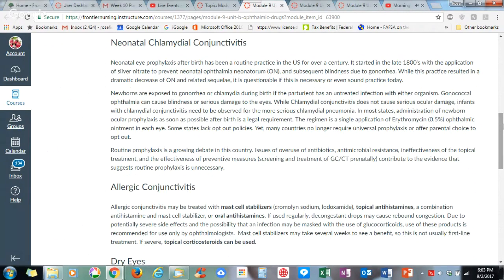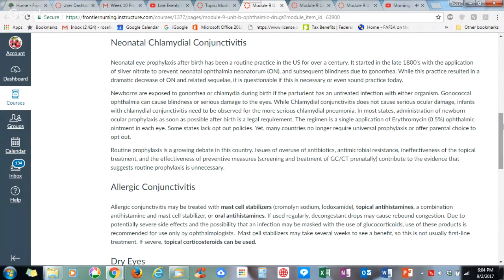Newborns are exposed to gonorrhea or chlamydia during birth if the patient has an untreated infection with either organism. Gonococcal ophthalmia can cause blindness or serious damage to the eyes. While chlamydial conjunctivitis does not cause serious ocular damage, infants with chlamydial conjunctivitis need to be observed for the more serious chlamydial pneumonia. In most states, administration of newborn ocular prophylaxis as soon as possible after birth is a legal requirement. The regimen is a single application of erythromycin 0.5% ophthalmic ointment in each eye.